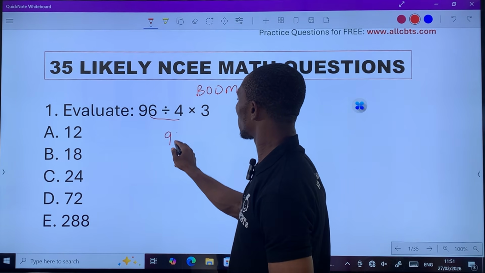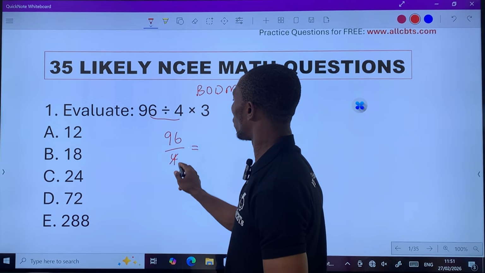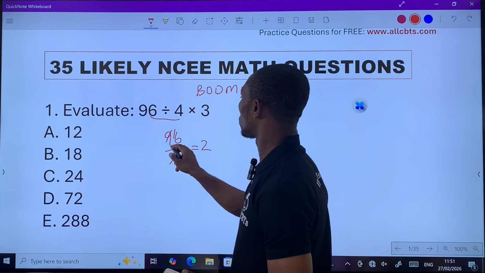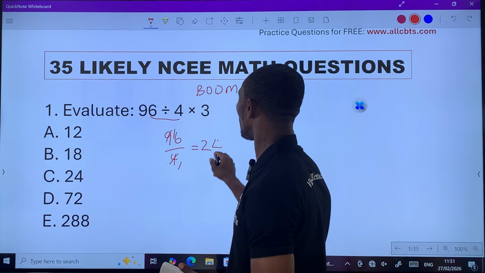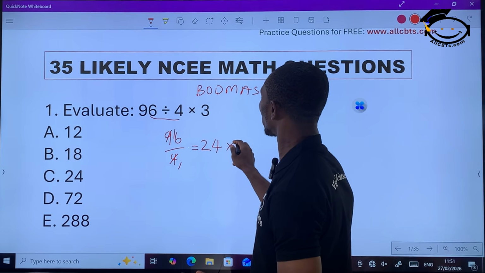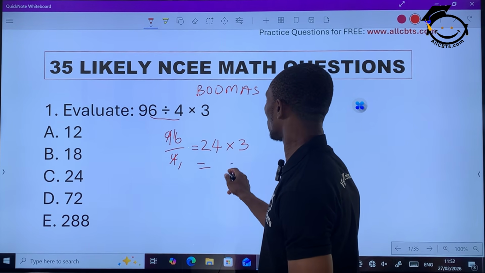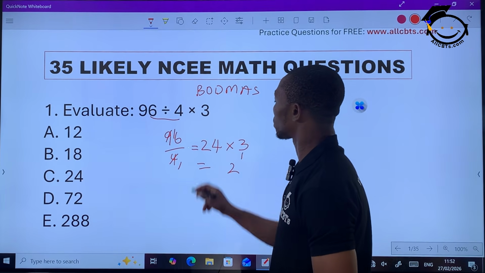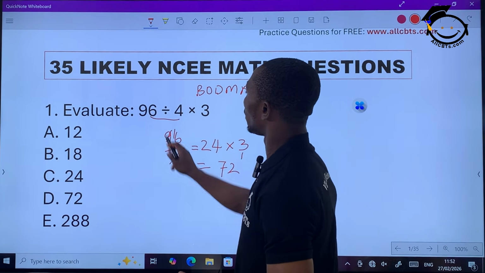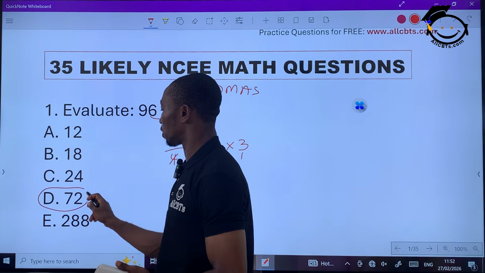So 96 divided by 4: 4 into 9 is 2, remainder 1. So 4 into 16 is 4. 96 divided by 4 would give us 24. And 24 times 3: 4 times 3 is 12, write down 2, carry 1. 3 times 2 is 6, plus 1 is 7. So 96 divided by 4 times 3 would give us 72.